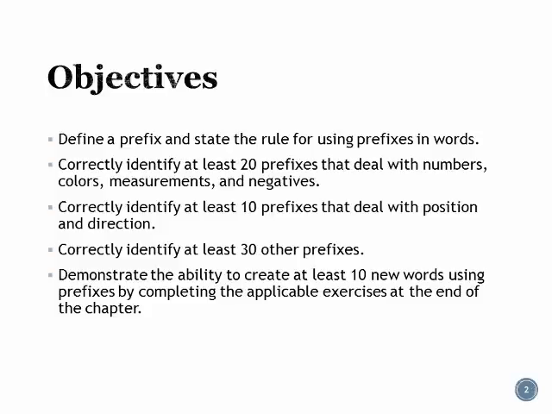The objectives for this chapter are to be able to define a prefix and state the rule for using prefixes in words, correctly identify at least 20 prefixes that deal with numbers, colors, measurements, and negatives, correctly identify at least 10 prefixes that deal with position and direction, correctly identify at least 30 other prefixes, correctly identify at least 10 other combining forms related to this chapter's vocabulary, and demonstrate the ability to create at least 10 new words using prefixes by completing the applicable exercises at the end of the chapter.